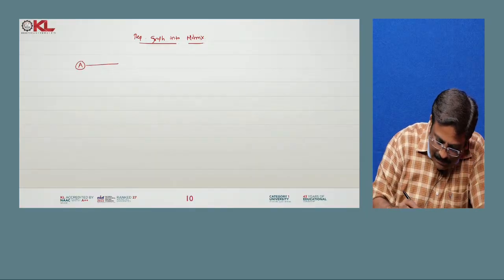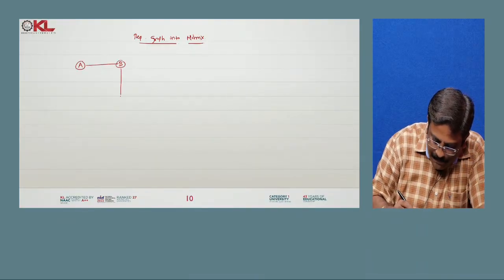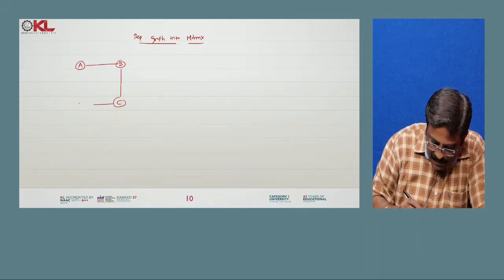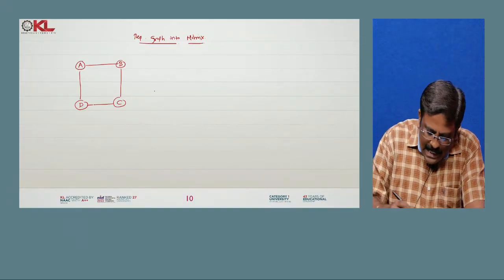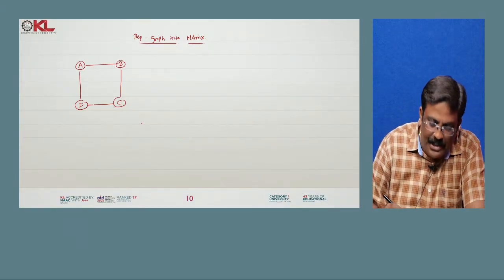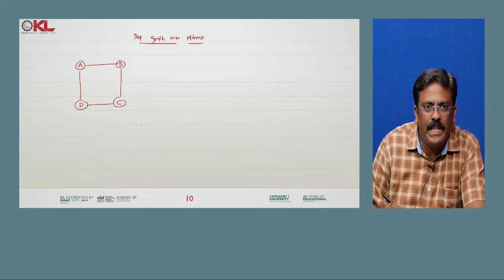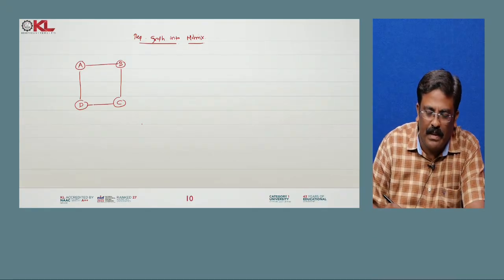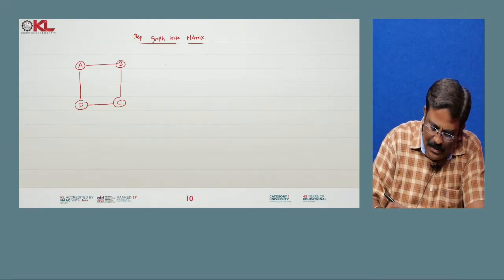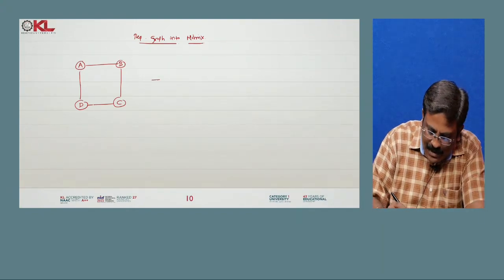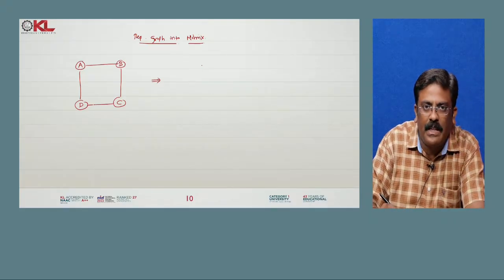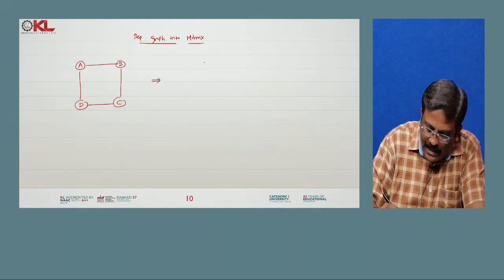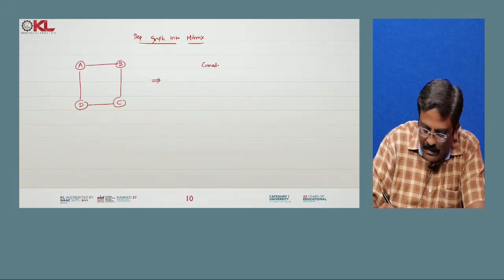A, B, C, D. So manually, by seeing it, we can easily understand there is a connection between A to B and B to C and C to D and D to A. But how can we make the system understand this graph? We can make the system understand about this graph by means of writing the connection matrix.